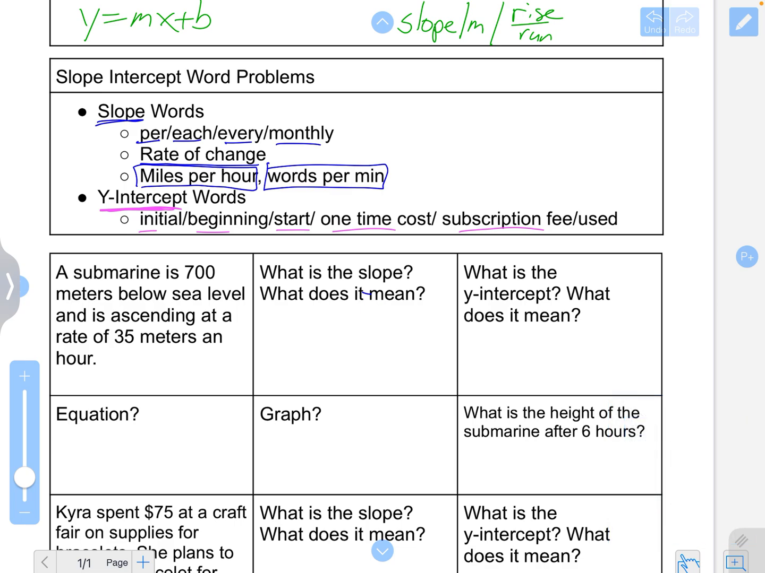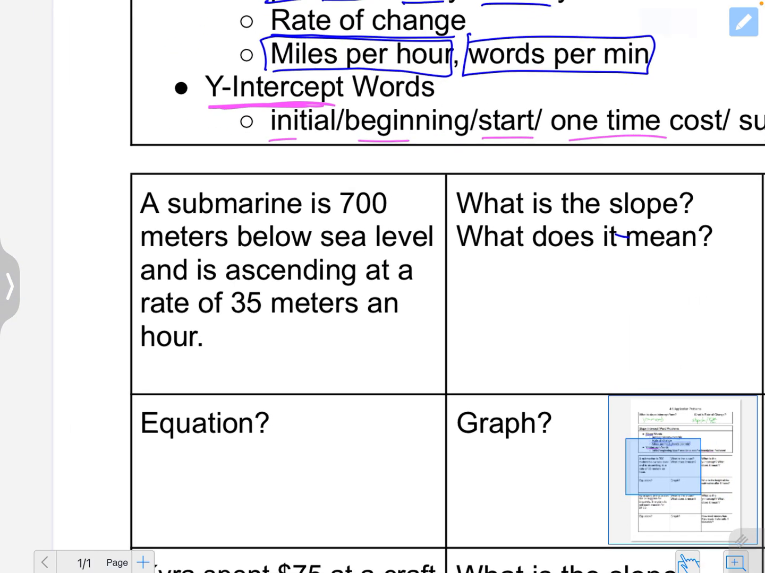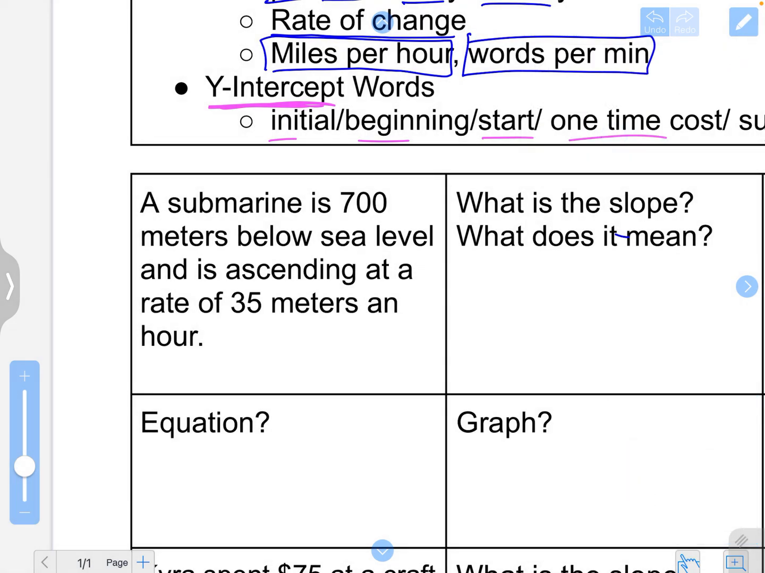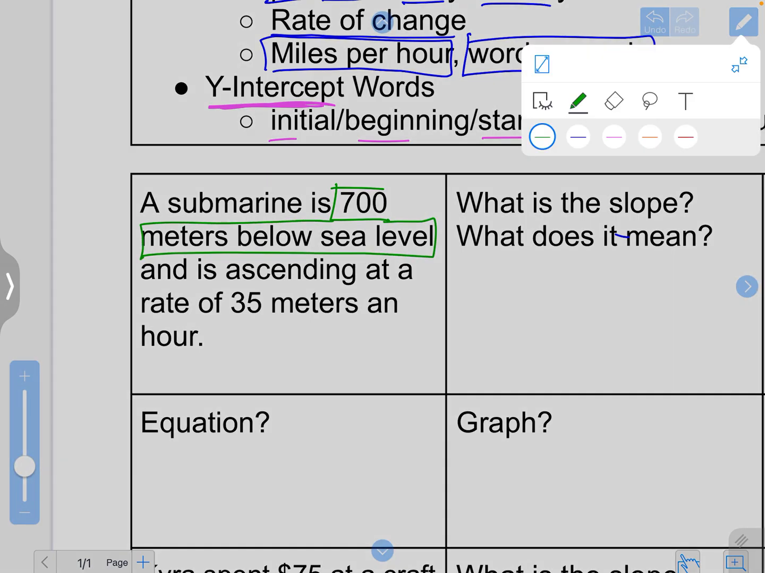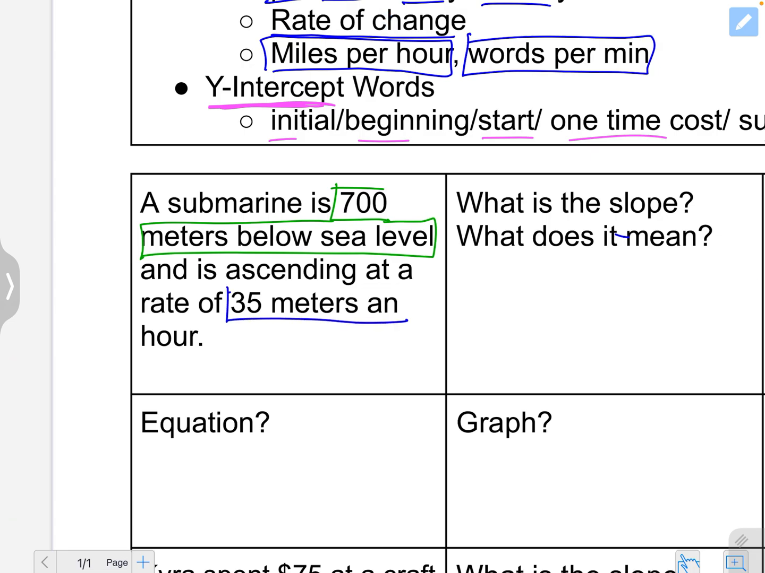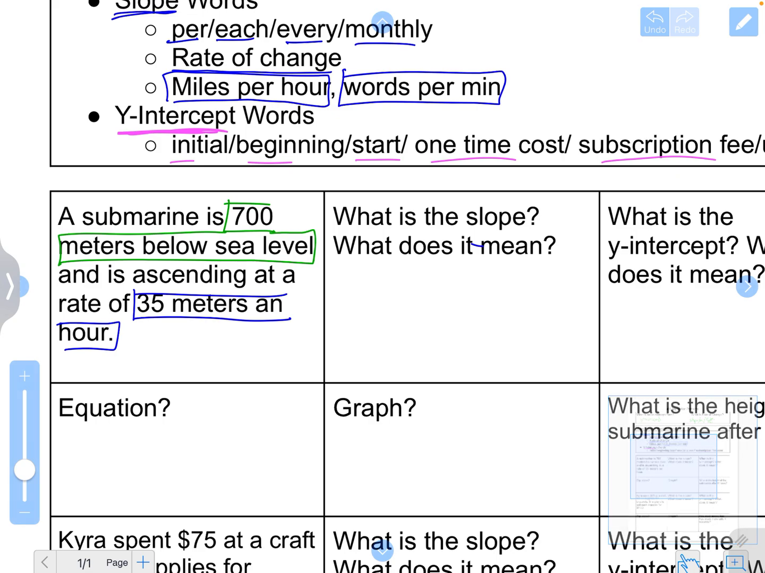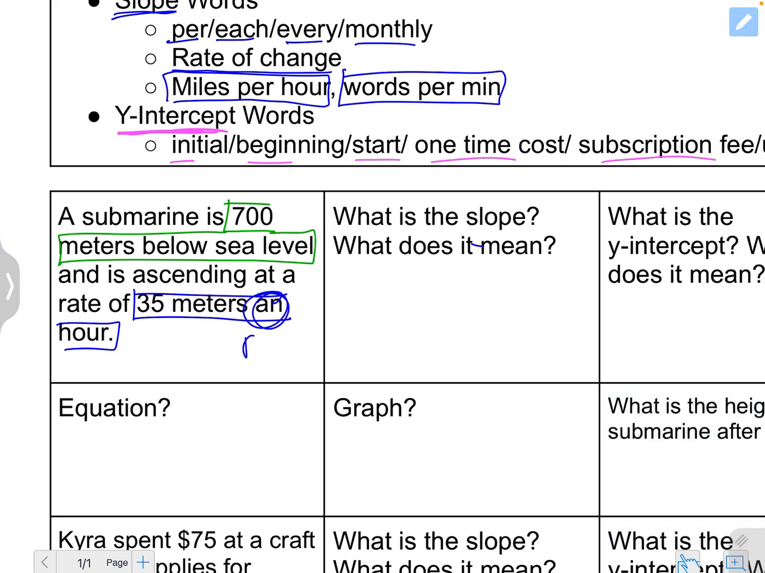Now let's look at a couple of word problems and break them down and see what they really mean in terms of their graph. We start with this first problem. A submarine is 700 meters below sea level, and it is ascending at a rate of 35 meters an hour. So I have two different numbers. I have an hour, which is my per, each, my every, which is going to be my slope.